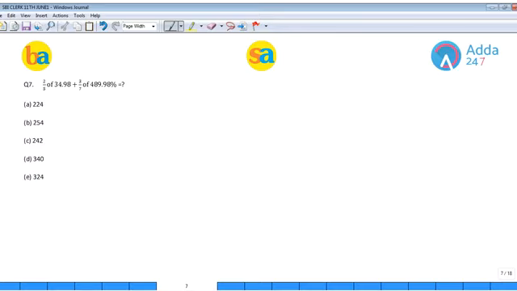Question number 7. 2 by 5 of 34.98 plus 3 by 7 of 489.98 is equal to question mark. So we can also write it as question mark is equal to 2 by 5 into 34.98, which will be 35, plus 3 by 7 into 490. This will be equal to 224. So the correct option is this.